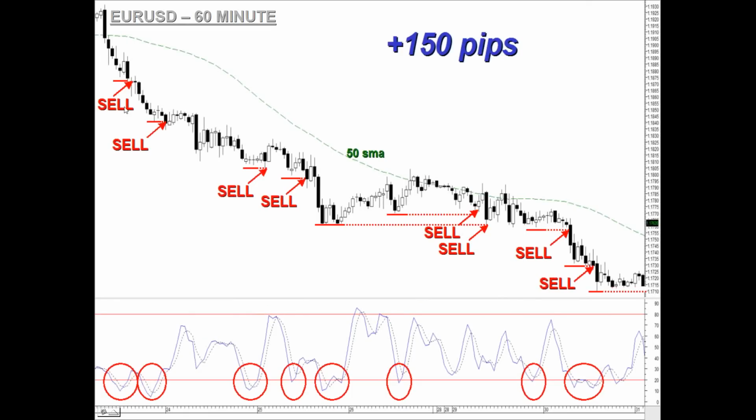And if you use this technique to the downside, selling every time you went below that 3-bar pattern, well, if you take the very first setup here, that's 150 pips in just about a week. That's about $1,500 per unit.